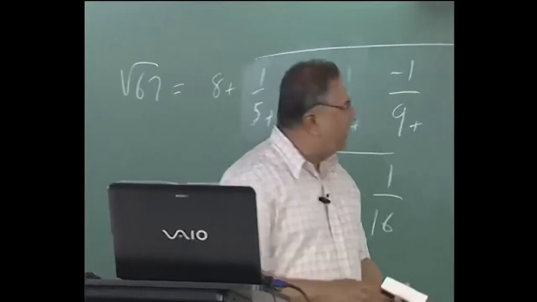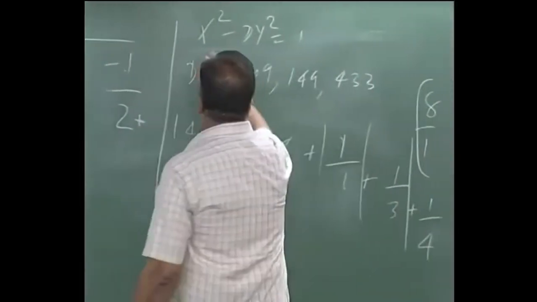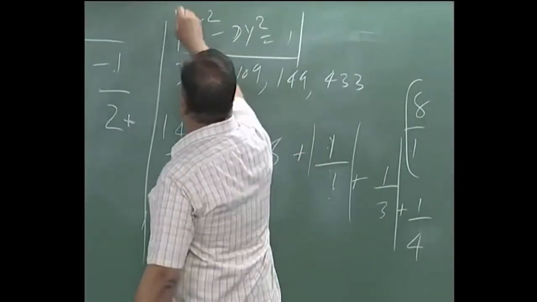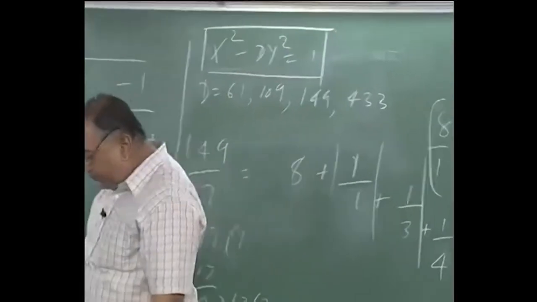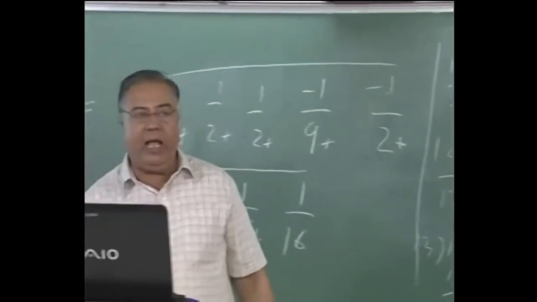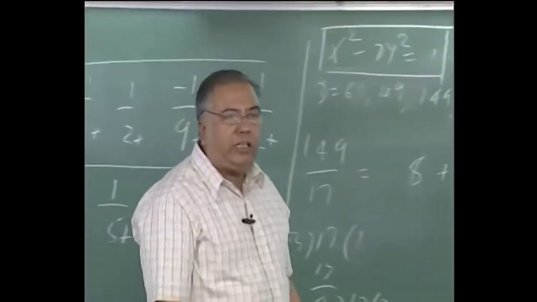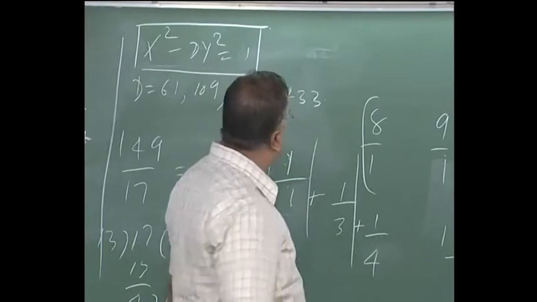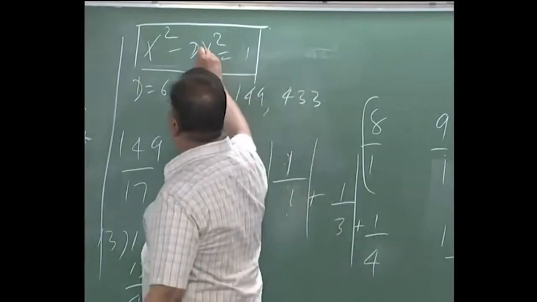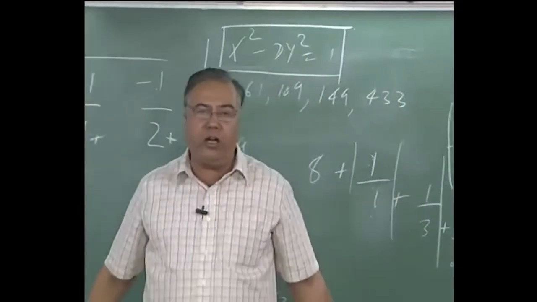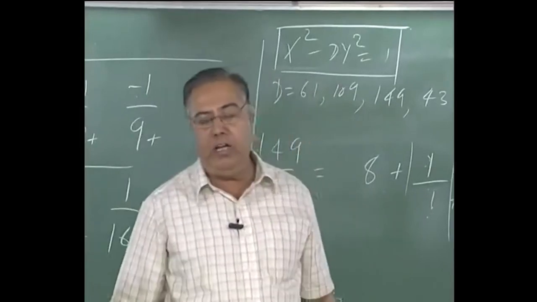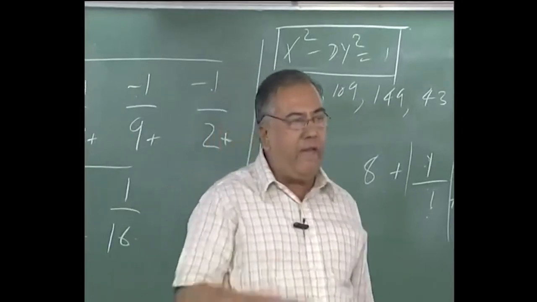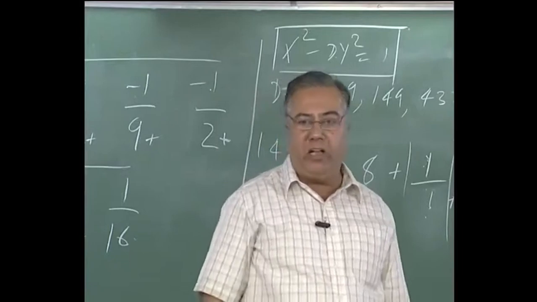In fact, this entire subject of the equation x squared minus d y squared equals 1 is of great interest even contemporarily. It is one of those algorithms which are non-polynomial time. That is, the amount of time taken to solve this in general is of the order of d times e to the power square root of d. So, it is a non-polynomial kind of algorithm.